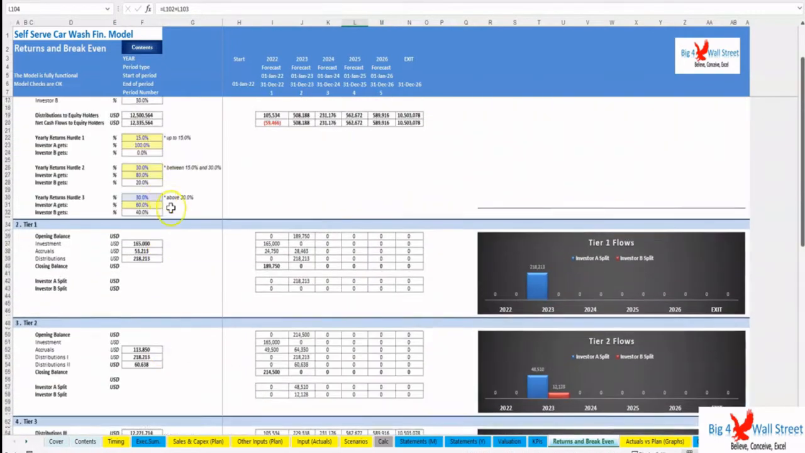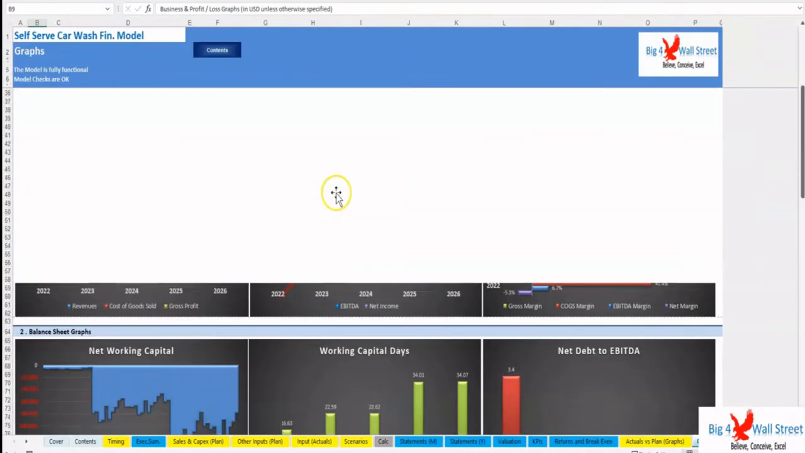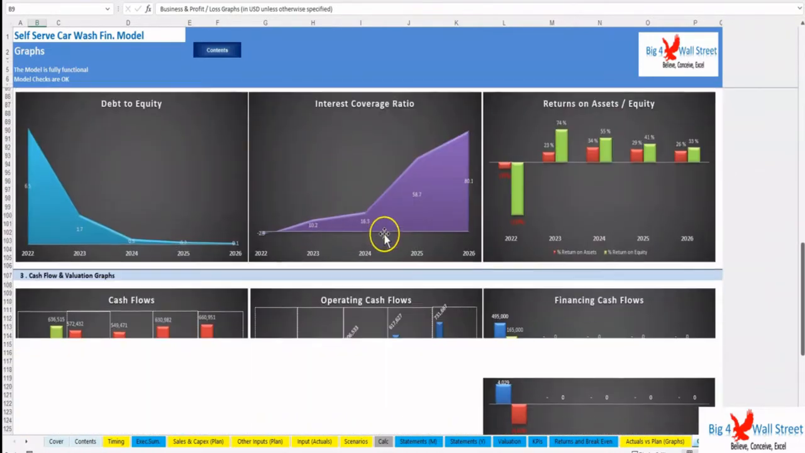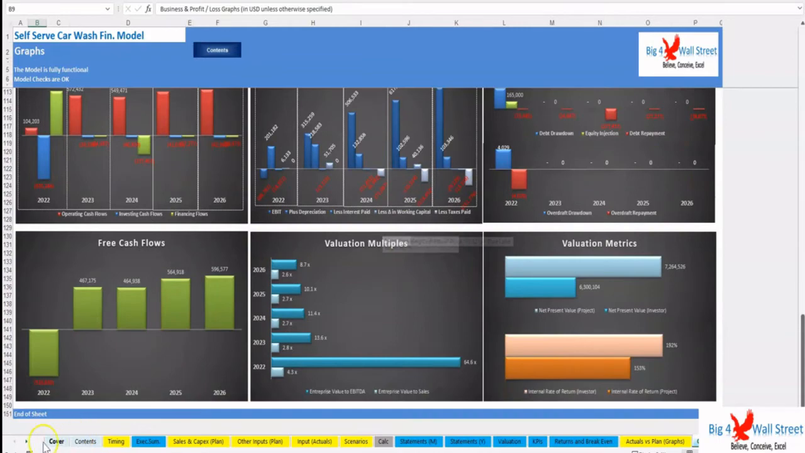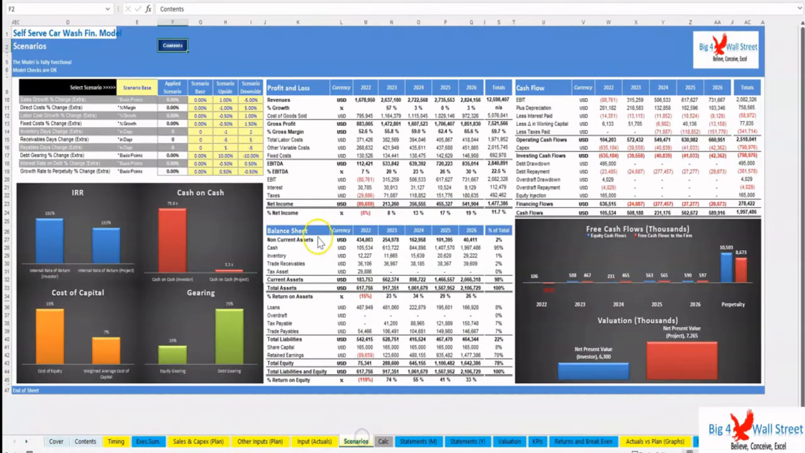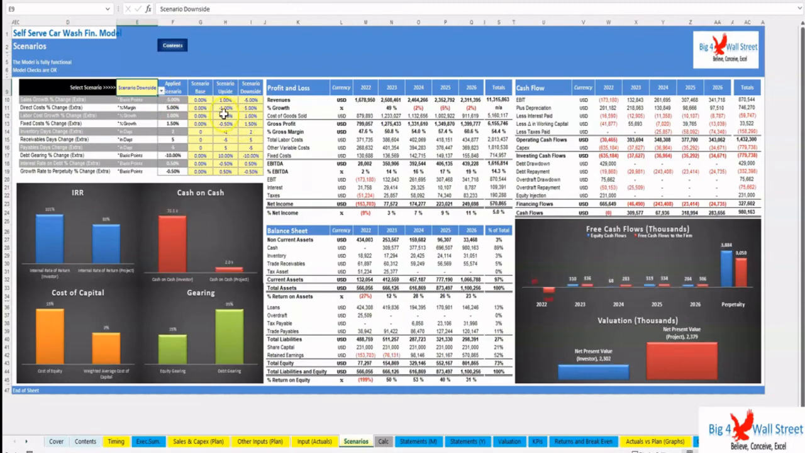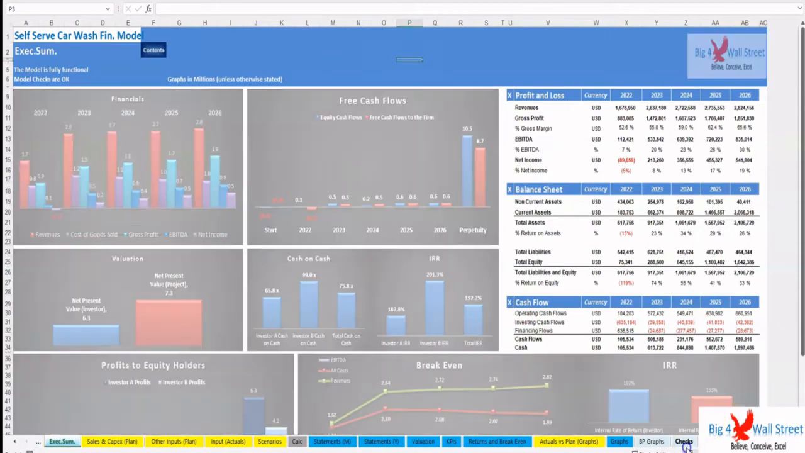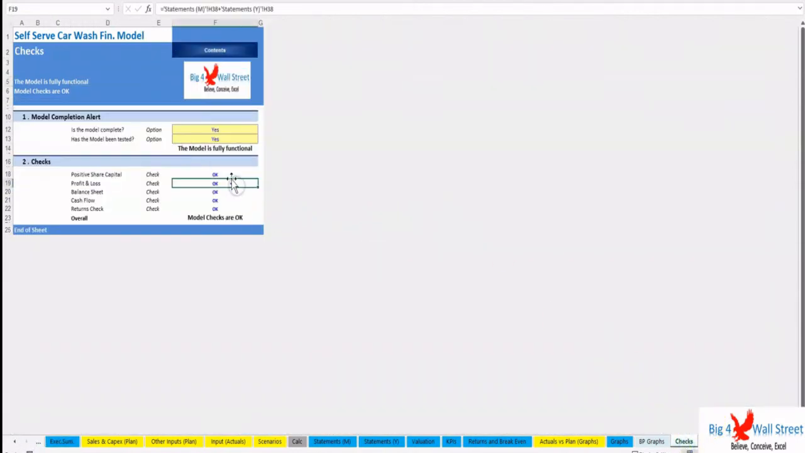All the charts are in the Graphs tab, business and profit and loss charts, balance sheet graphs, and cash flow and valuation charts. The user can also stress test his plan in the Scenarios tab by selecting one of the 3 scenarios to see the impact on his plan. Finally, the most important financial and business metrics are aggregated in the Executive Summary tab. Finally, the Checks tab where the most critical checks are aggregated. Whenever you see an error message in any page, you should consult this page to see where the error is coming from.